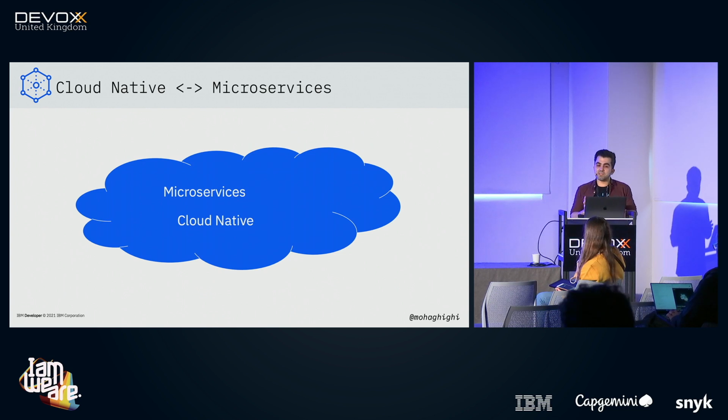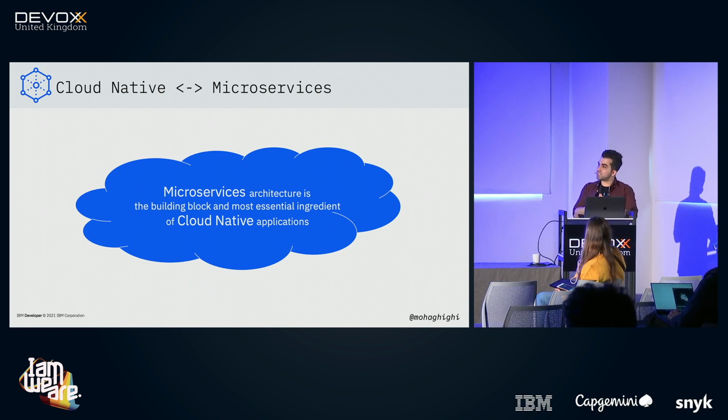And how does that happen? It happens through microservices. Microservices architecture is the building block and the most essential ingredient of cloud native.